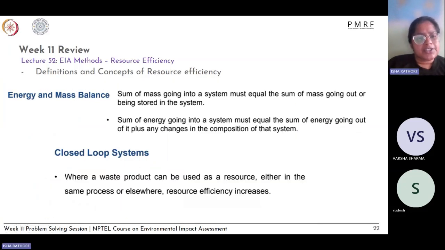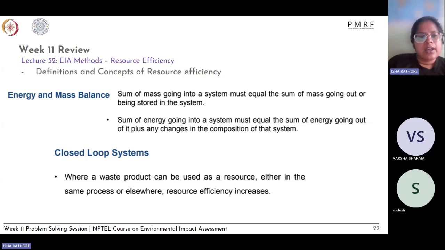Then we looked up at energy and mass balance. So this is a concept for resource efficiency. The sum of mass going into a system must equal the sum of mass going out or being stored in that system. Similarly for energy, the sum of energy which goes into a system must be equal to the sum of energy going out of it, plus any changes in the composition of that system. So whatever is going in will also come out in some form or the other, so that the balance is maintained.